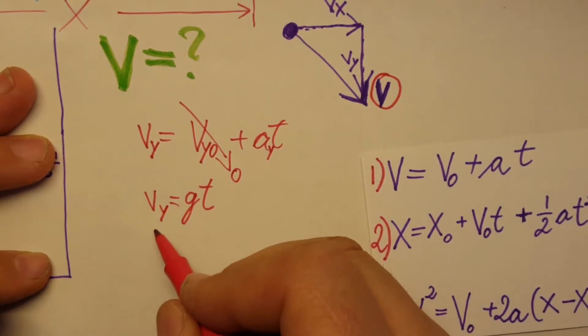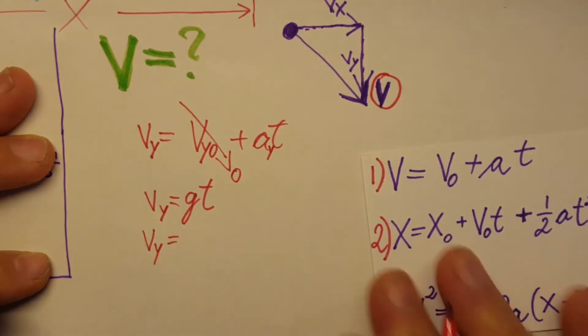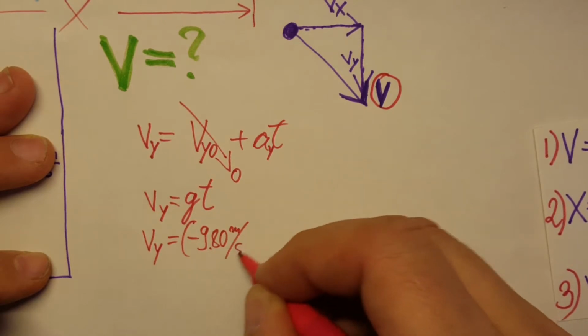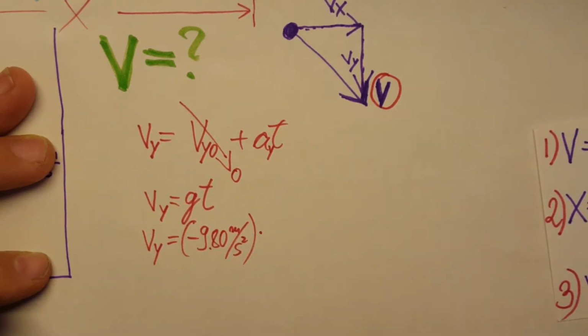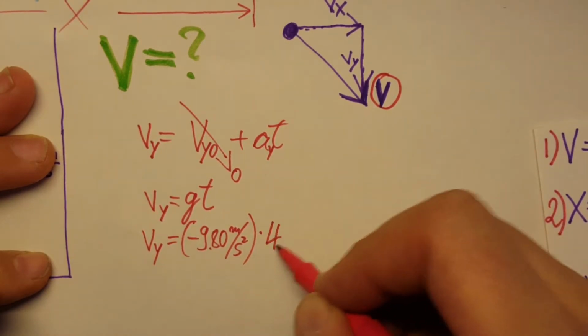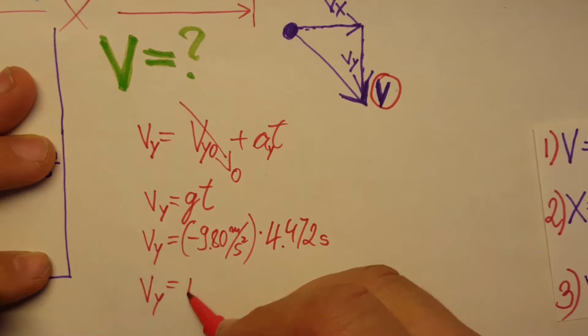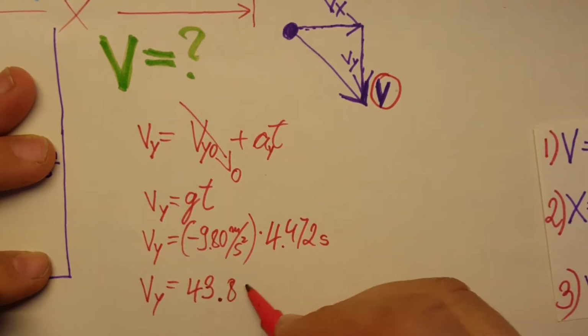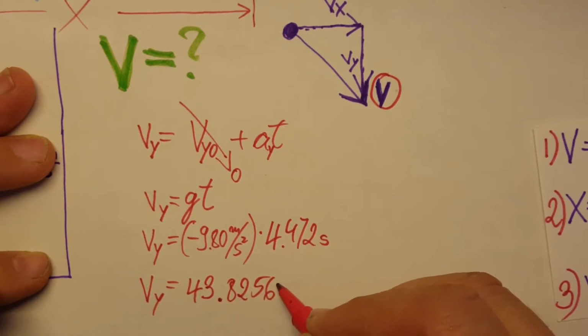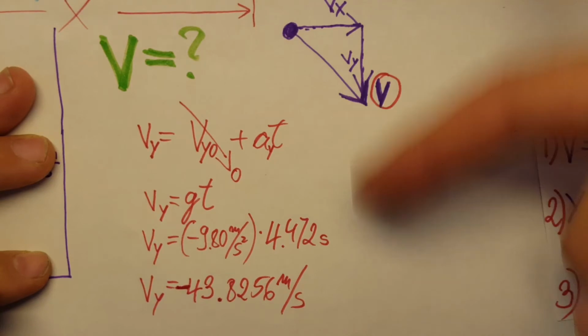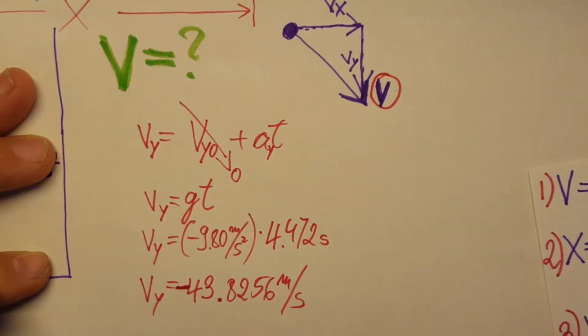This is what we have to plug into. Vy equals negative 9.80 meters per second square times, and the time is the same one that we found earlier, which is 4.472 seconds. With a calculator, our value is found to be 43.8025 and 6 meters per second, and this is a negative value from there. Let's not lose that. Negative, and it going downwards. Okay, we found our y component.